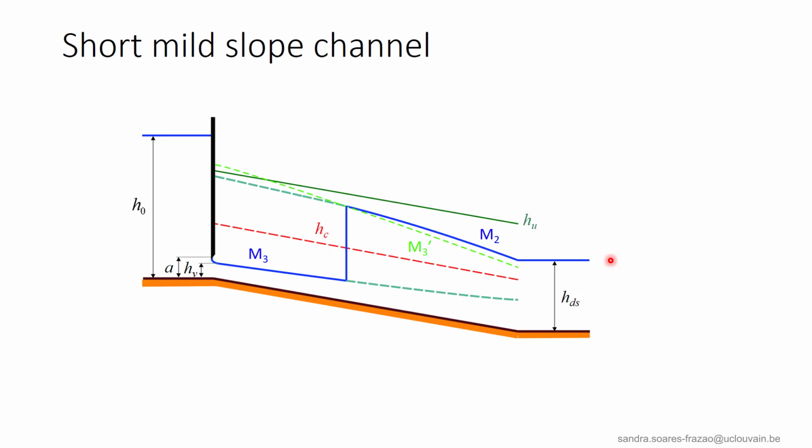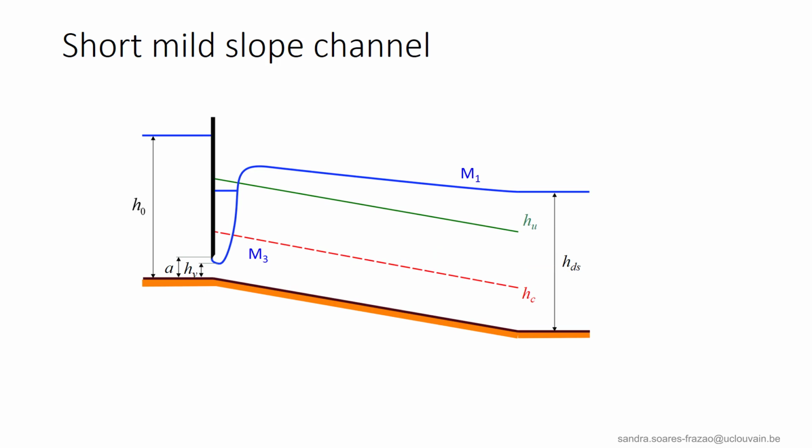If the downstream level further increases above the sequent depth M3' here, a downstream control flow profile starts from the downstream level, and this leads to the formation of a hydraulic jump. Then, for further increasing downstream water levels, we have a submerged hydraulic jump. Note that the submerged hydraulic jump is illustrated here for an M1 profile, as the downstream water level is above HU, but it could happen also for an M2 profile.